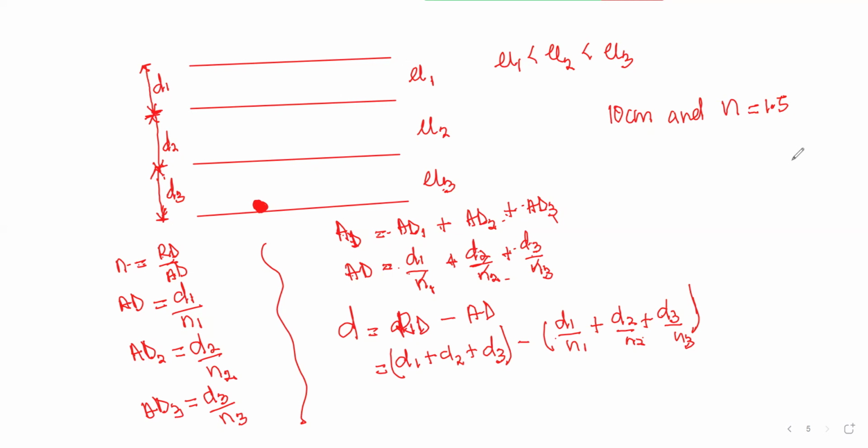A, find the apparent position of the object when it is viewed at the top. And B, find the vertical displacement of the object.